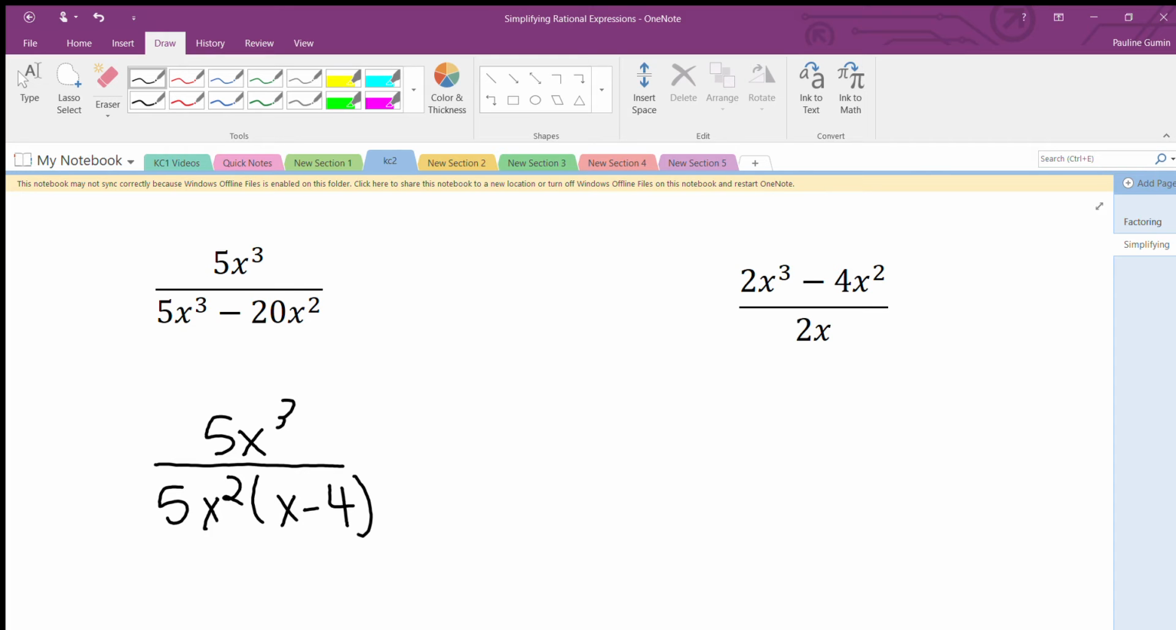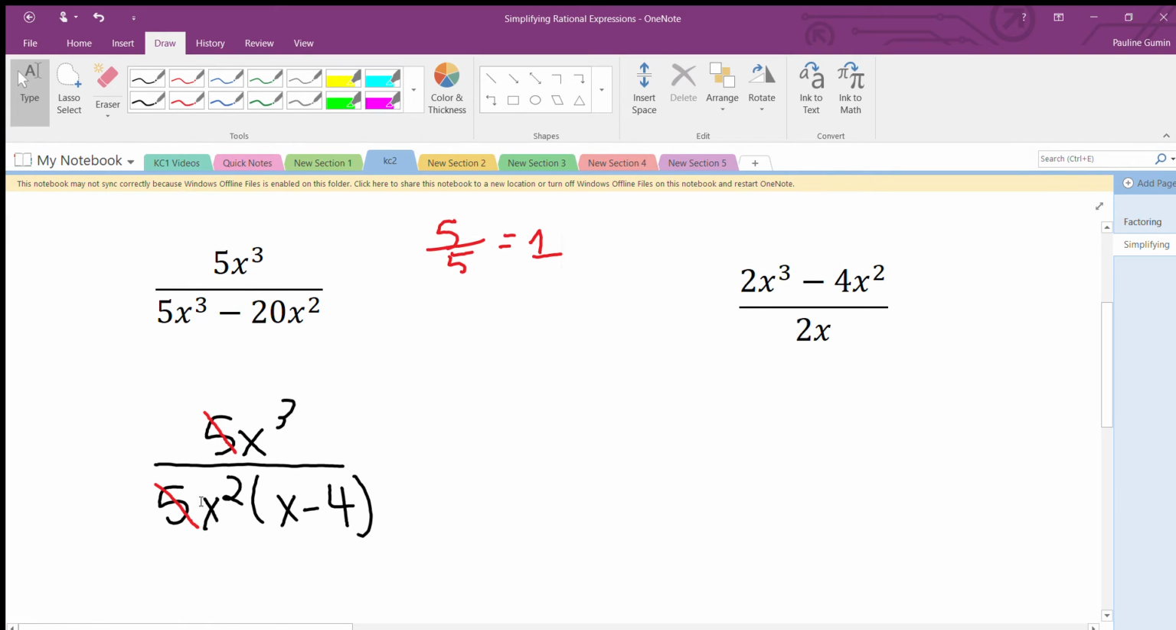Now on top I have a monomial, and on the bottom I have a monomial and a binomial. So I can only cross off things that are similar types. So I have a 5x to the third and a 5x squared, both monomials. Let's reduce. Now the first thing that I'm going to reduce are the 5's. They just cancel out, right? 5 over 5. Let me write that down. It's 1. They just cancel out.